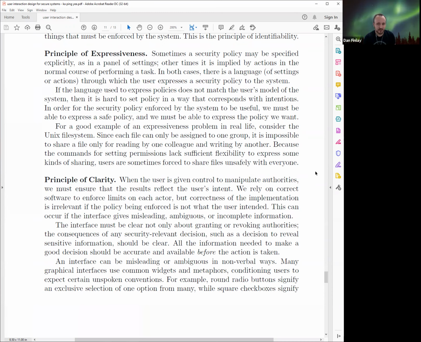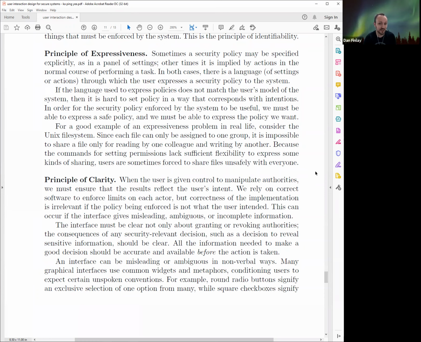In both cases, there's a language of settings or actions through which the user expresses a security policy to the system. If the language used to express policies does not match the user's model of the system, then it's hard to set policy in a way that corresponds with intentions. In order for the security policy enforced by the system to be useful, we must be able to express a safe policy, and we must be able to express the policy we want.